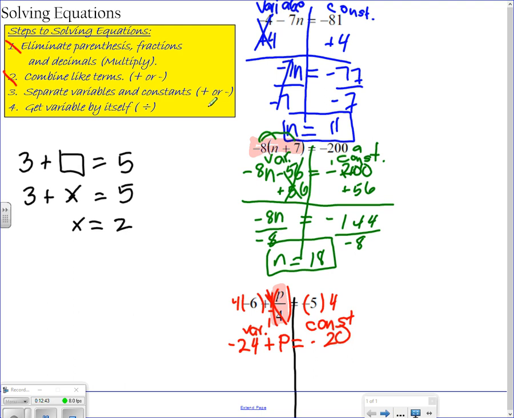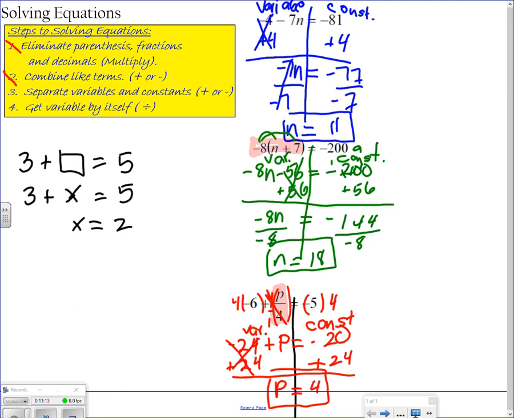You do the opposite. The opposite of negative 24 is positive 24, and what you do to the left, you must do to the right. So these should be 24. These are opposites, they cancel. So you have p is equal to 4. Now the letter is by itself, that's it, and then I don't have to follow the rest of the steps.